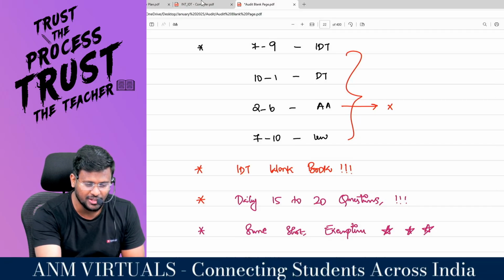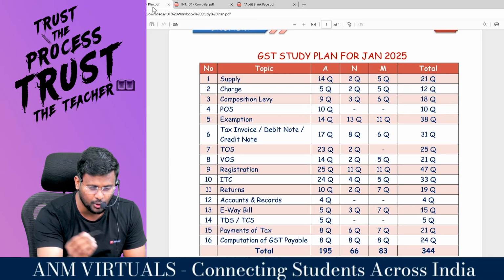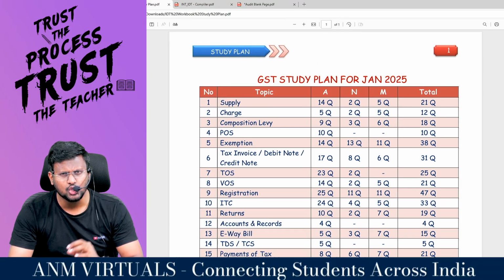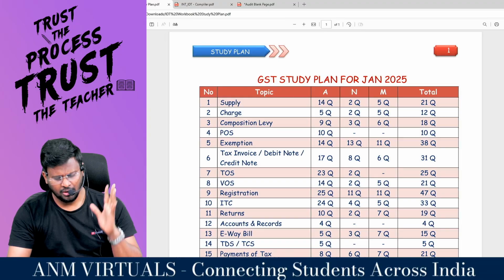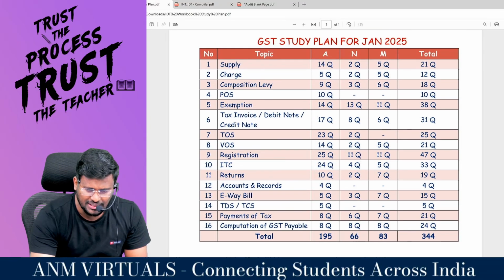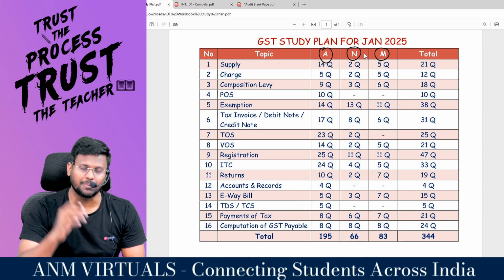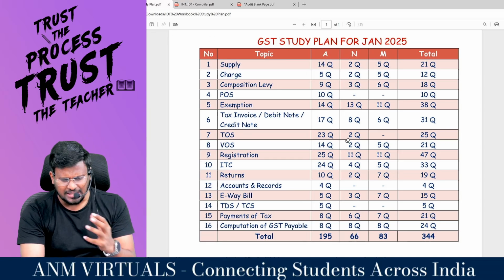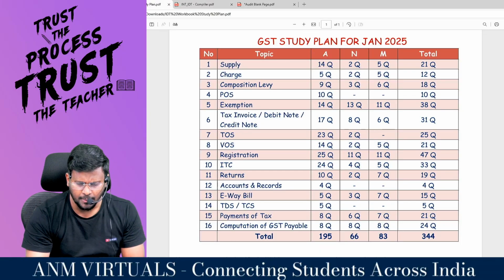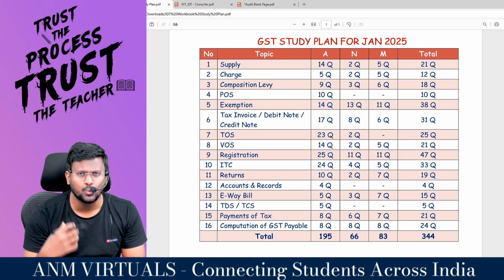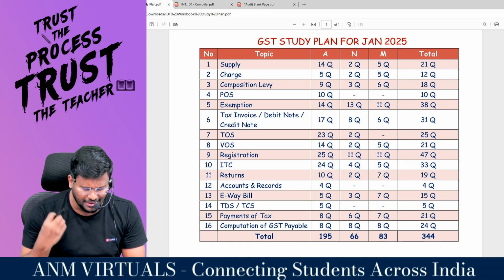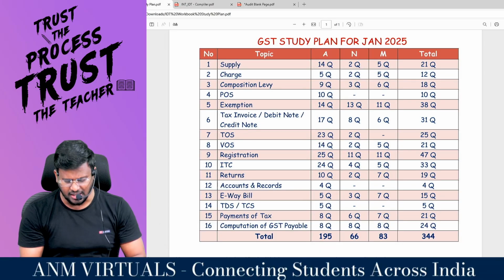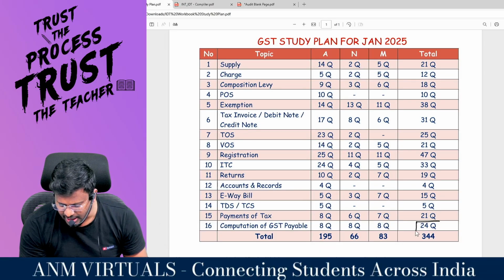What is that workbook all about, sir? This time for the January 25 students, we have created a superb workbook for IDT, with the ANM concept. My dear lovable students, every chapter, whether it is supply, charge, composition levy, place of supply, exemption, tax invoice, debit note, credit note, time of supply, value of supply, registration, ITC, return, accounts and records, e-way bill, TDS, TCS, payment of tax and computation of GST payable, the hero, the first 10 mark question.